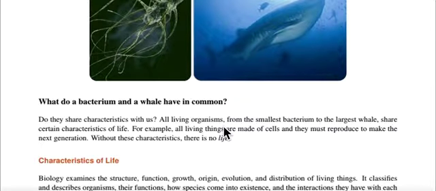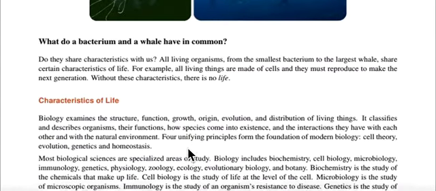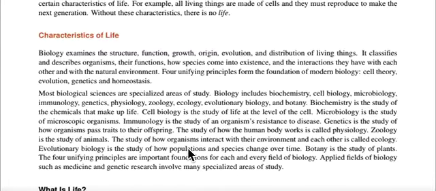All living organisms, from the smallest bacterium to the largest whale, share certain characteristics of life. For example, all living things are made of cells, and they must reproduce to make the next generation. Without these characteristics, there is no life. Oh, that makes sense. And we have a section on the characteristics of life.